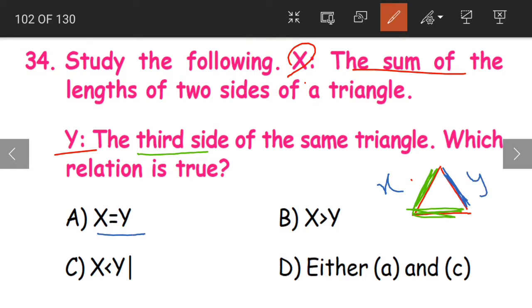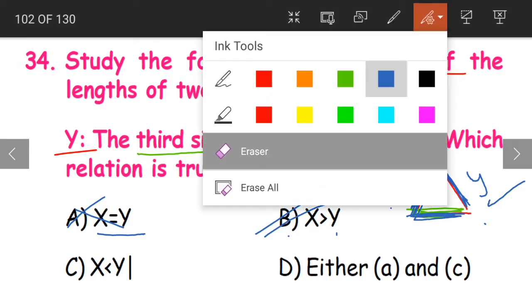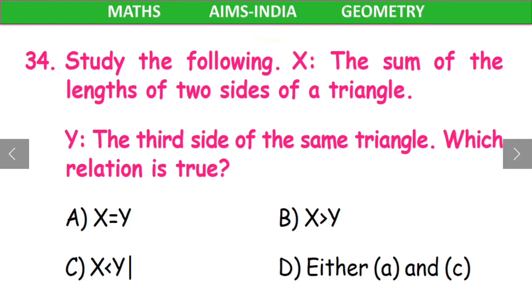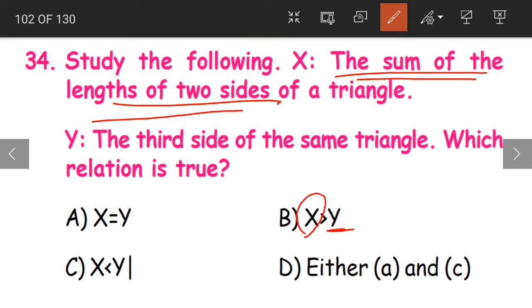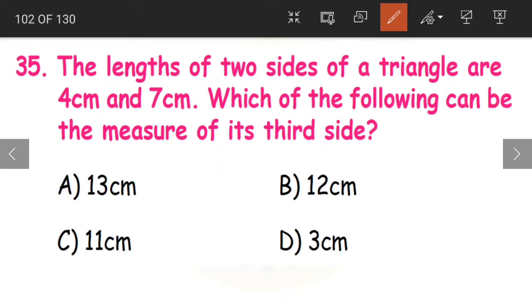Now is x equal to y? Are they both equal? No. Is x greater than y? As we can see, the green line is greater, so x is greater than y. So option B becomes our correct answer. When we have 3 sides of a triangle, the sum of the lengths of any 2 sides of a triangle is greater than the length of the third side of the same triangle. So option B becomes our correct answer.